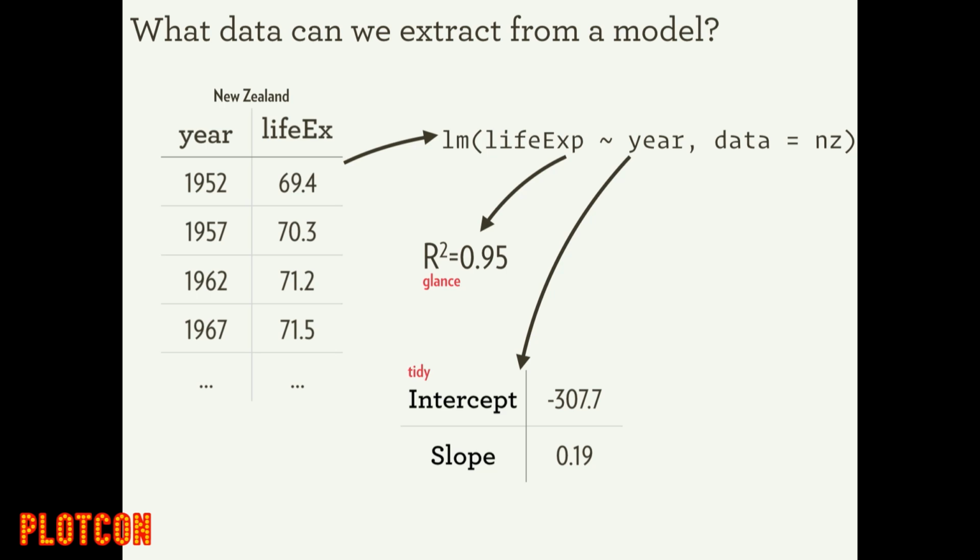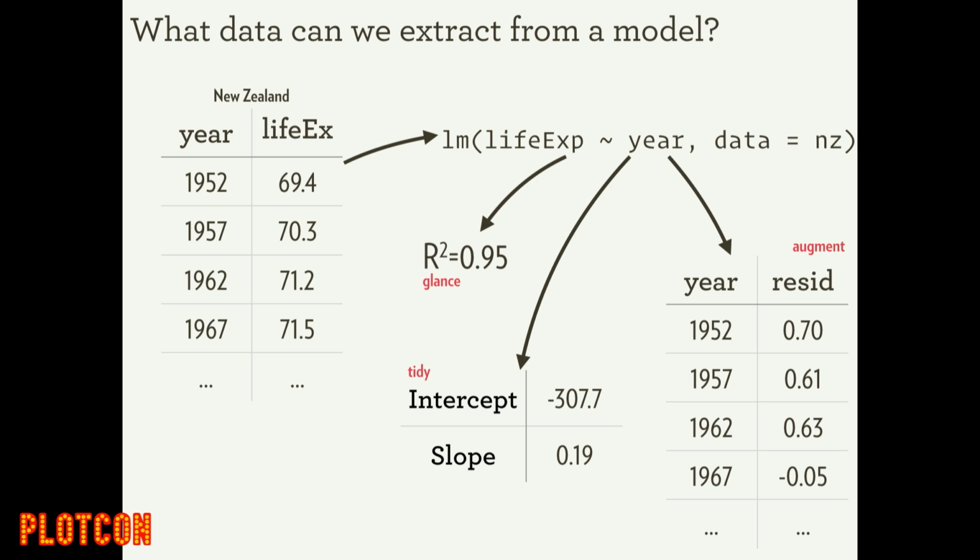Then we have tidy. What tidy is going to give you is one row per coefficient, or one row per parameter of that model. So it's going to give you the estimated value of that parameter. It'll give you the standard error, the t-value, the p-value, and so on. And then finally, you could augment the model, which is to get one row back for every row that went into that model. Generally that's things like the residuals, the standardized residuals, the predicted values, and so on.